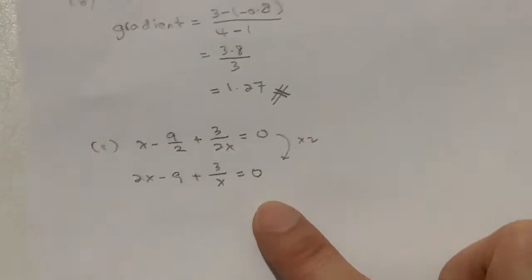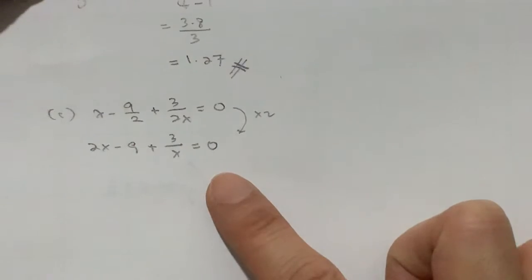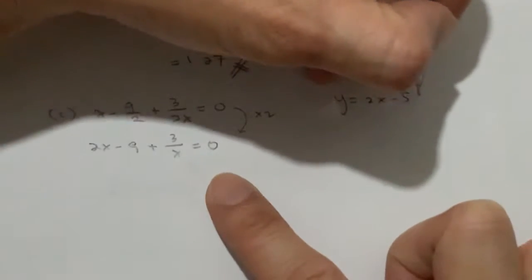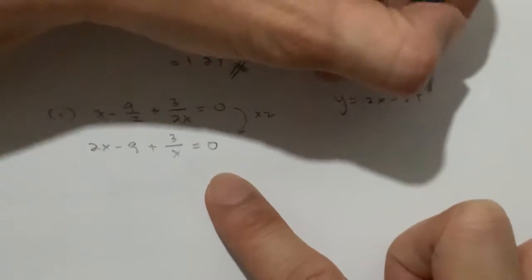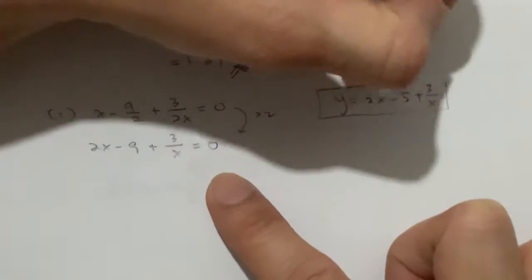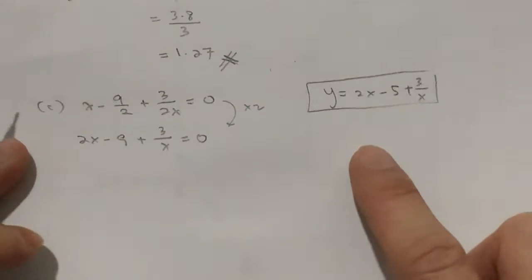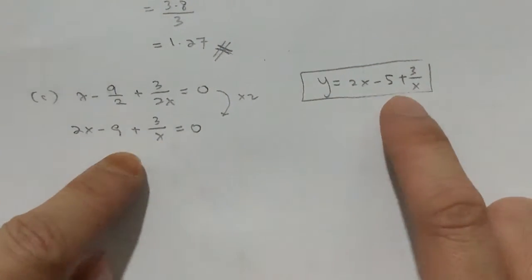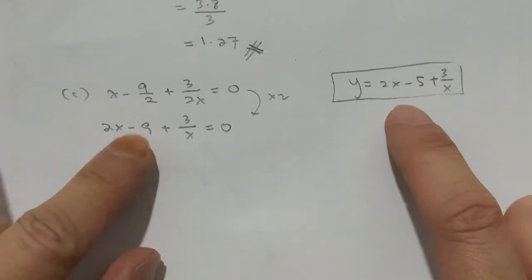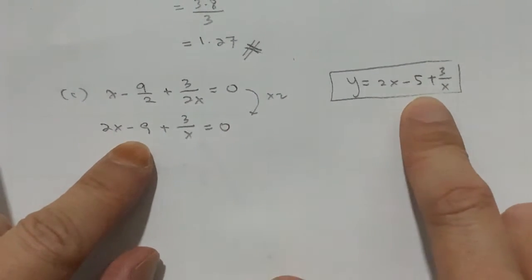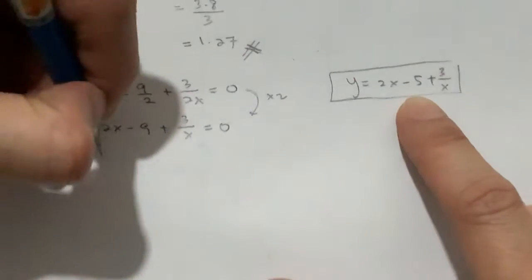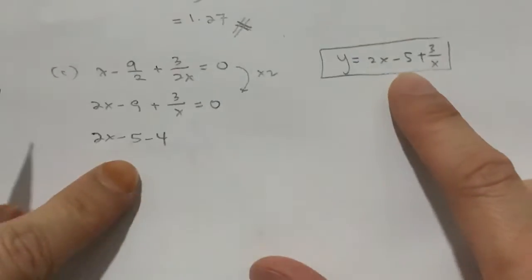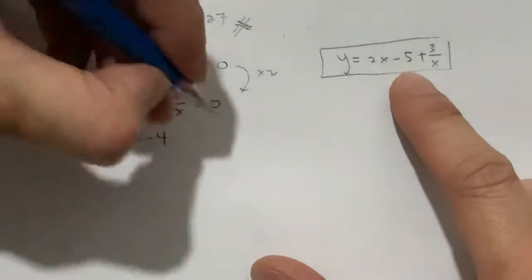So if we compare this with the equation of the graph, y equals 2x minus 5 plus 3 over x, okay, this was the equation of the graph. They look quite similar. We have 2x, we have 3 over x, but what we're having now is negative 9, but the graph is negative 5. So I'm going to split negative 9 to negative 5 minus 4. So minus 5 minus 4 is negative 9.